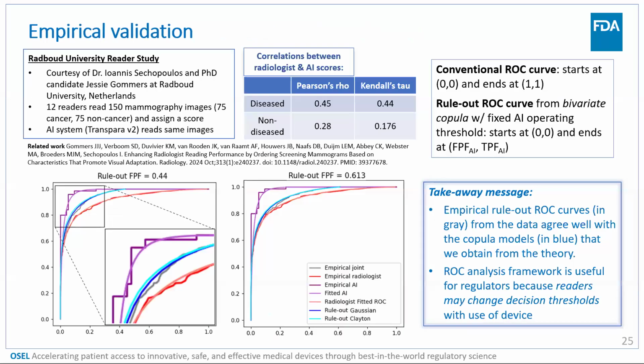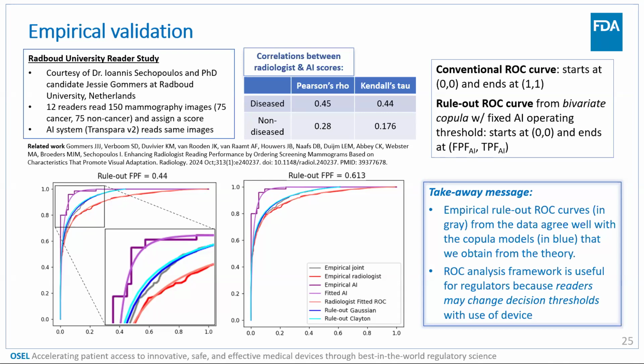Thanks for the question. Okay, so I want to talk a little bit about some empirical validation that we did for this copula modeling. This data comes from a reader study conducted at Radboud University in the Netherlands. Basically 12 readers read 150 mammography images, 75 cancer, 75 non-cancer, and assigned a score to each image. Then an AI system read the same images. The performance of the AI was extremely good. This is the AI ROC curve in purple. The empirical one is the choppy one, and then we fitted a parametric curve by assuming normal distributions.